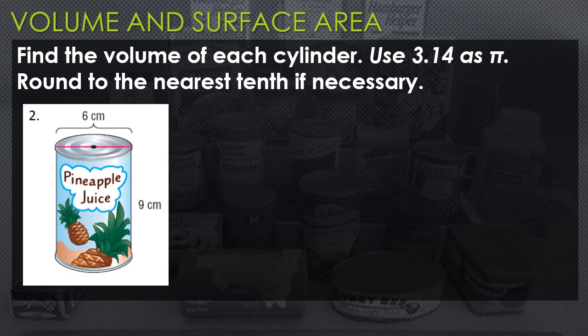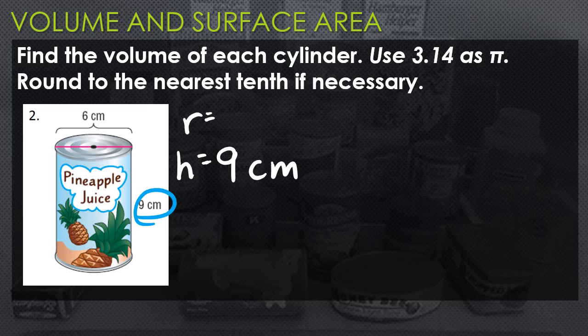Here's number 2. We've got to figure out what our radius is and what our height is. The height is the easy part. Our height for this can of delicious pineapple juice is 9 centimeters. As you remember from example number 1, the radius is the point in the middle going to the edge of the circle. But we're given 6 centimeters as our diameter, so that makes 3 centimeters the radius. Now that we have that key information in place, let's write out our equation for volume.